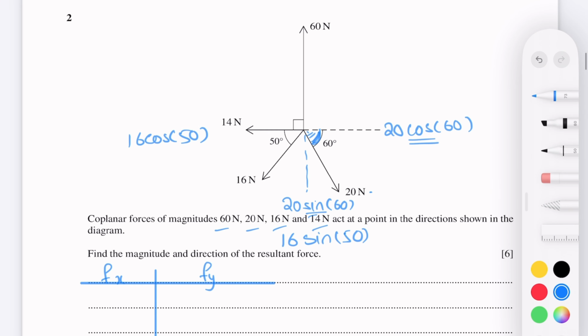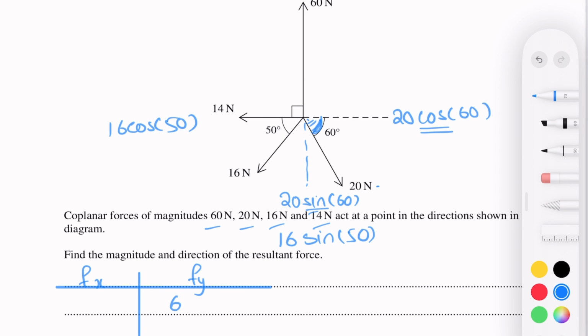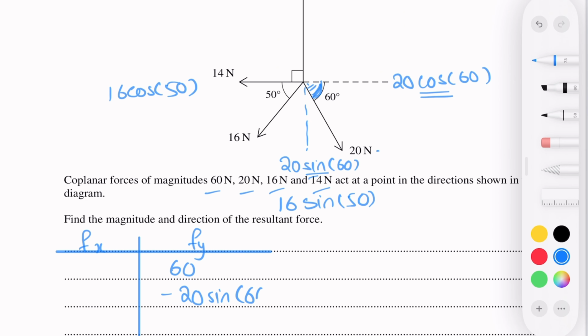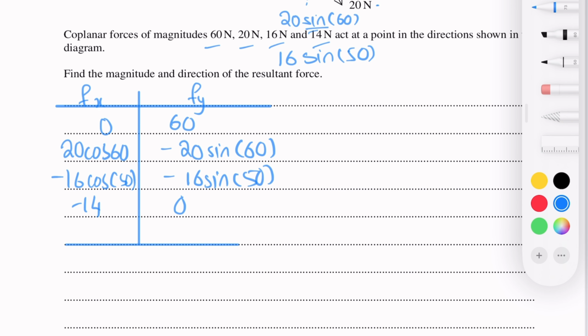And that's it. So let's go ahead and write down everything here. So we have 60 on the y-axis, and we have negative 20 sine 60, negative 16 sine 50, and we also have here 0 for the component on 60. We have, however, 20 cosine 60, and we have negative 16 cosine 50, and we also have negative 14, but 0 on the y-axis.